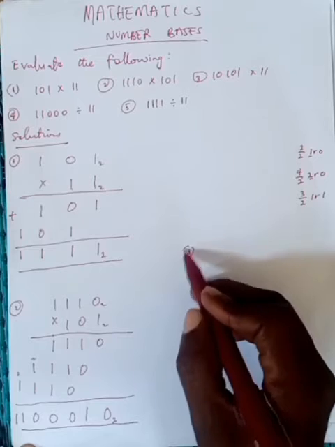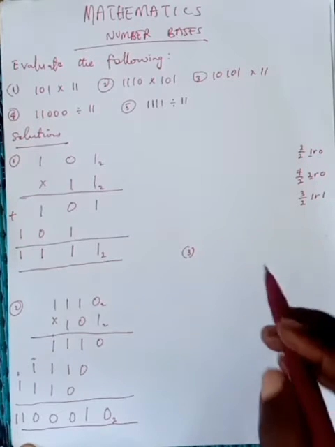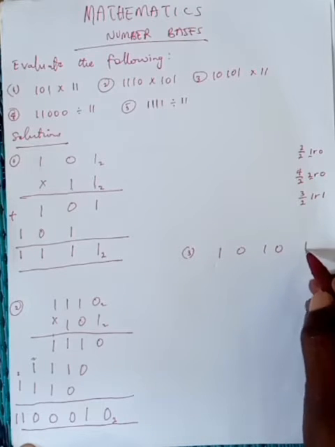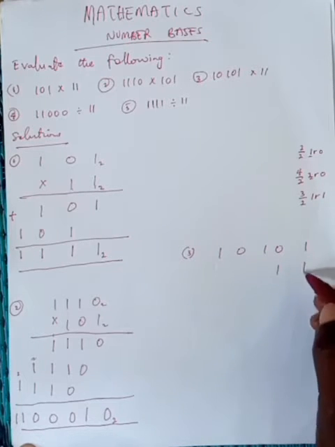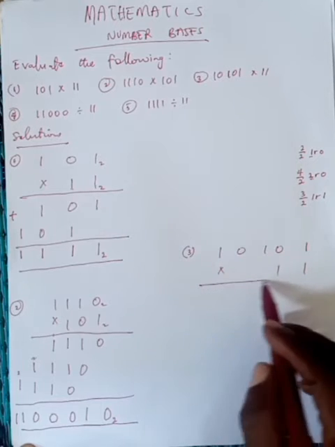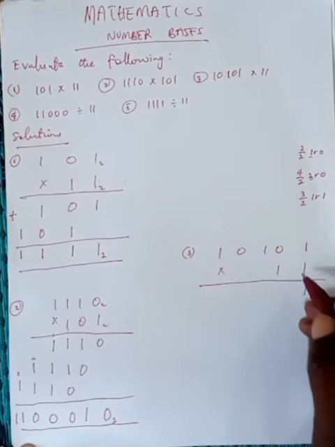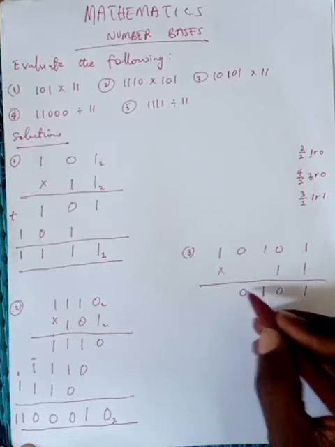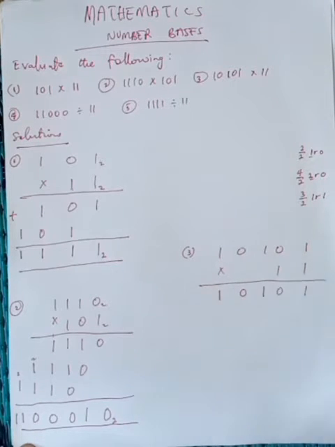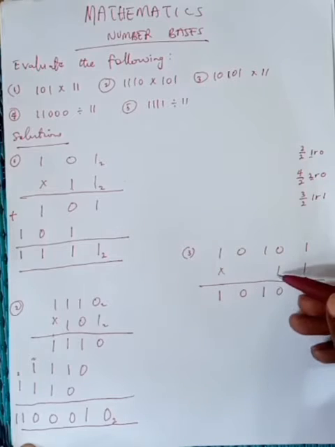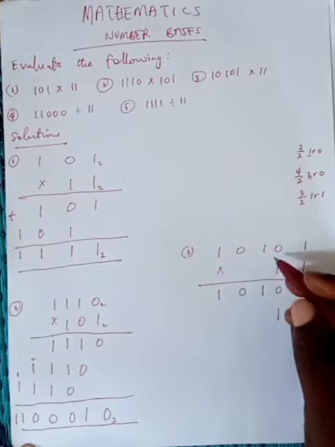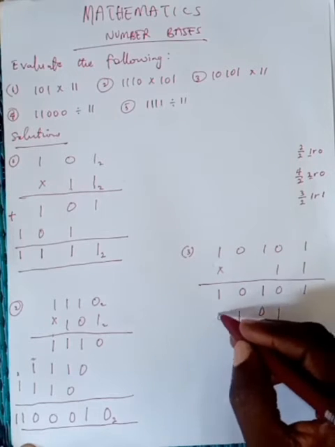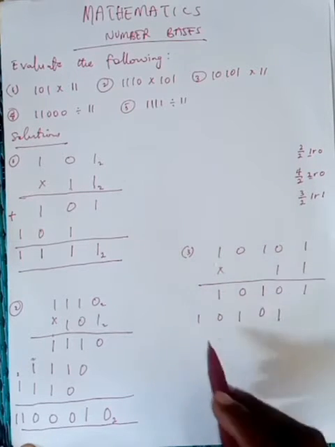In number 3, what I have is 10101 multiplied by 1. So 1 times 1 here gives 1, 1 times 0 is 0, 1 times 1 is 1, 1 times 0 is 0, and 1 times 1 here is what? 1. Then the next step is 1 times 1 here 1, 1 times 0 gives 0, 1 times 1 is 1, 1 times 0 is 0, and finally 1 times 1 here gives 1.